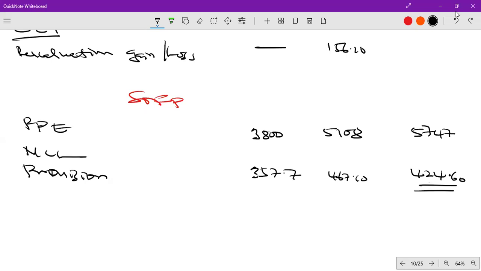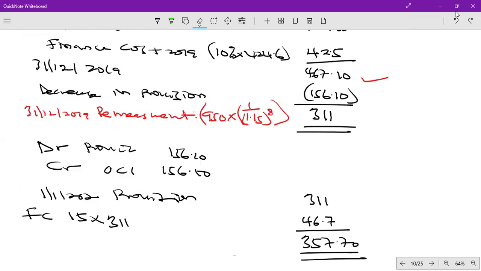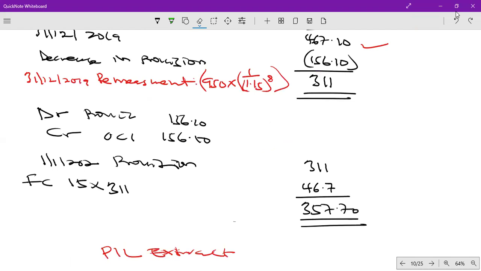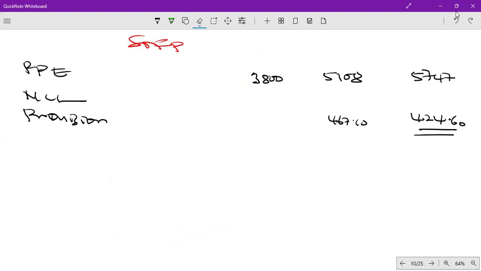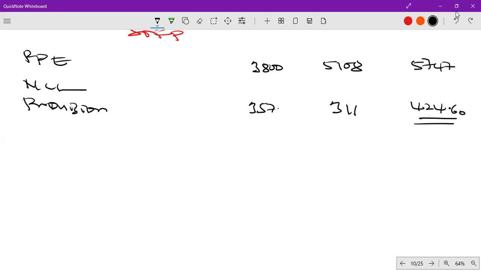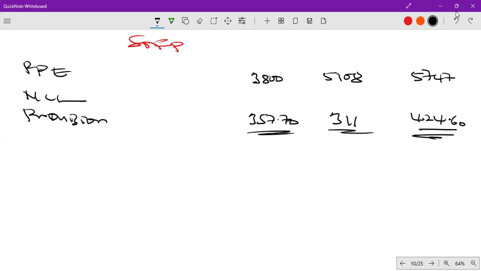So in the current year, in 2019, 311. And here was what? 357.7. Okay, so that is that. Any question?